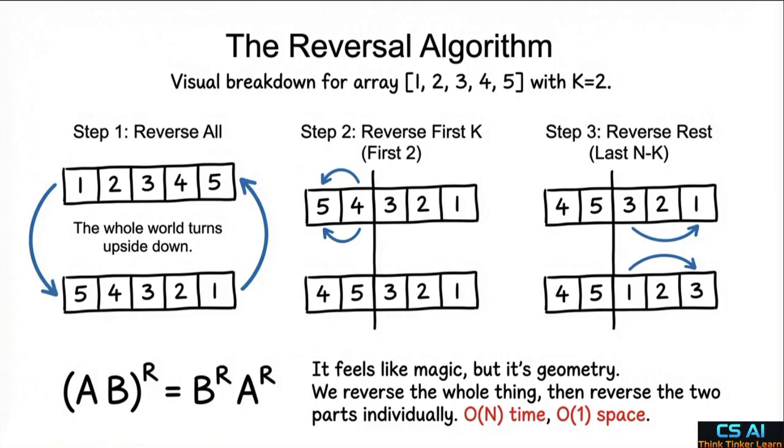By reversing the whole and then the parts, we have moved the blocks to their correct positions. It is O(n) time because we touch each element twice, but O(1) space. It's an elegant solution that interviewers absolutely love to see.